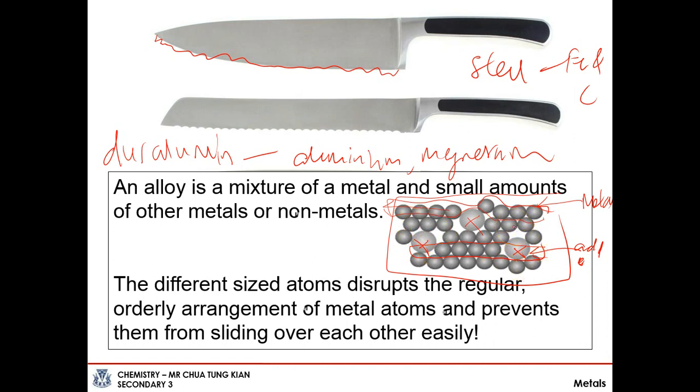So in essence, when I alloy something, I add small amounts of metals or other non-metals, and these different sized atoms of other metals or non-metals disrupt the regular orderly arrangement of the metal atoms. It disrupts the regular orderly arrangement, and thus the layers cannot slide over each other, and as a result the strength of the alloy is much higher than that of the original metal.